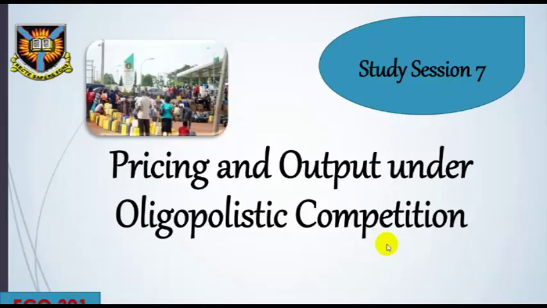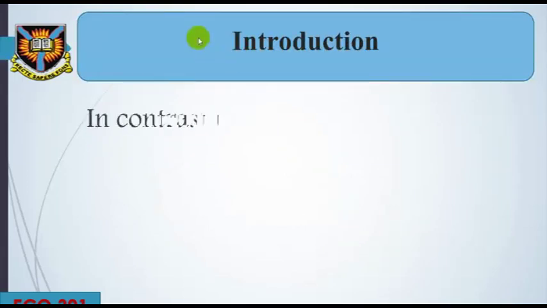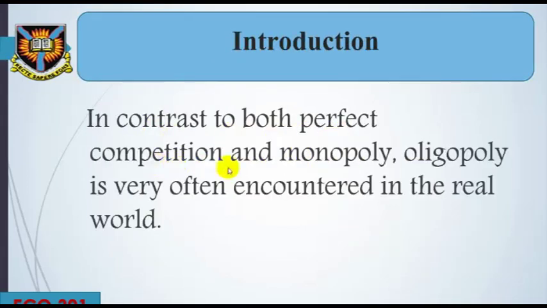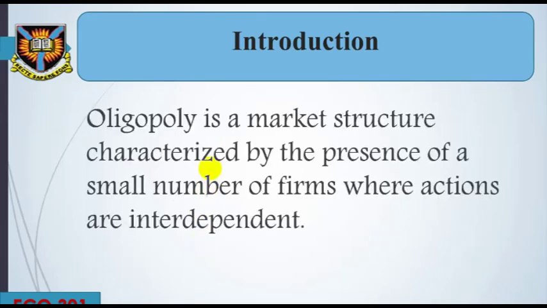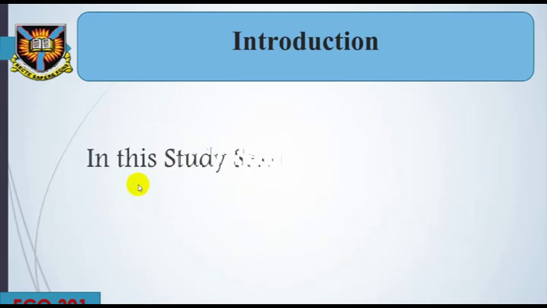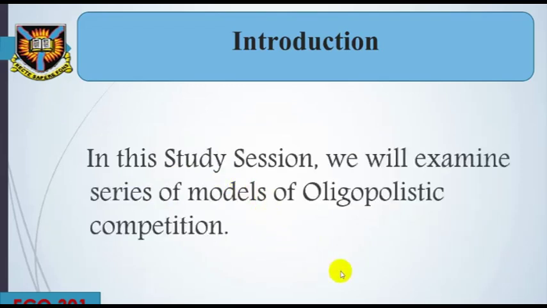Study Section 7. Pricing and Output under Oligopolistic Competition. Introduction. In contrast to both perfect competition and monopoly, oligopoly is very often encountered in the real world. Oligopoly is a market structure characterized by the presence of a small number of firms where actions are interdependent. In this study section, you will examine a series of models of oligopolistic competition.